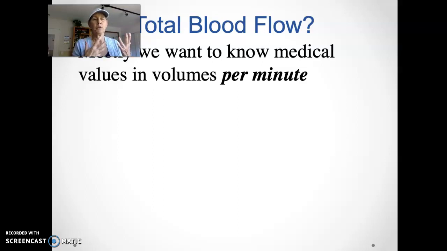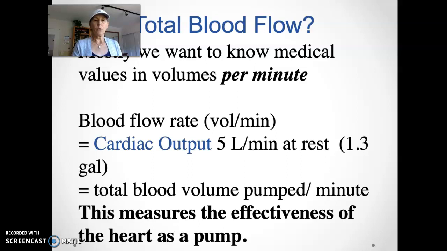You get your respiratory rate per minute. You want to know what this is pumping per minute. So we make that conversion always. So blood flow rate is going to be in volume, how much of it is pumped, the volume of it per minute. That's cardiac output. So cardiac output, 5 liters per minute at rest. And if you need it in gallons, so about 1.3 gallons. So that's the total blood volume pumped per minute, cardiac output.